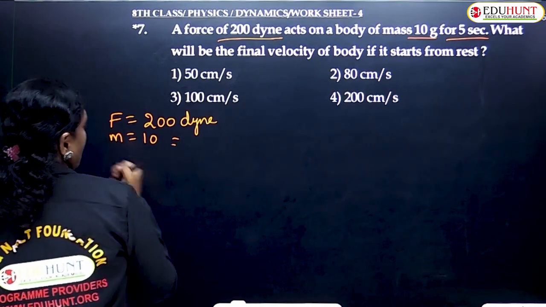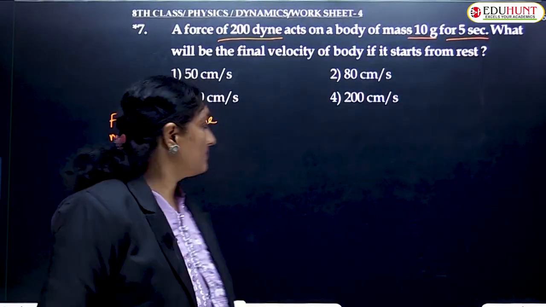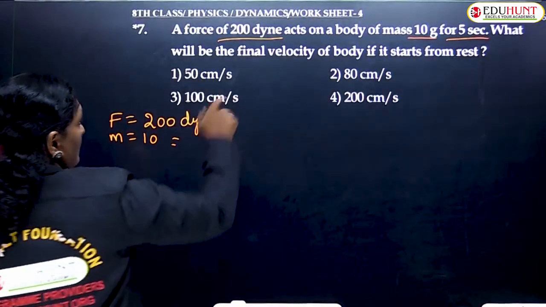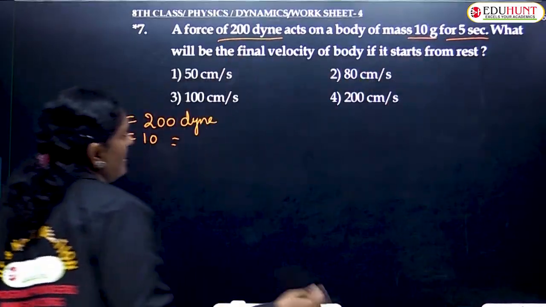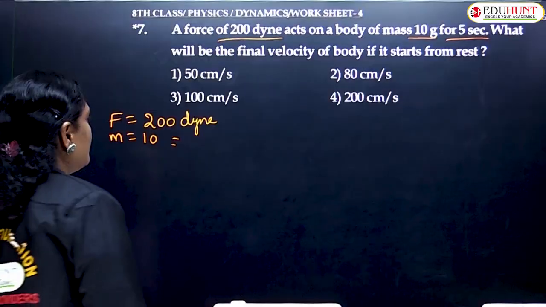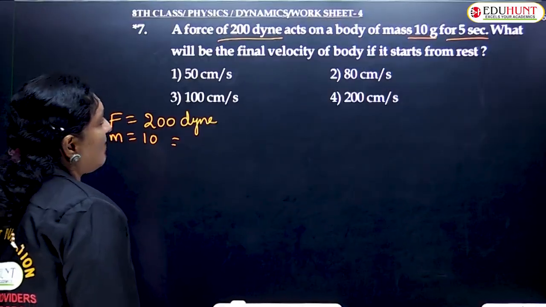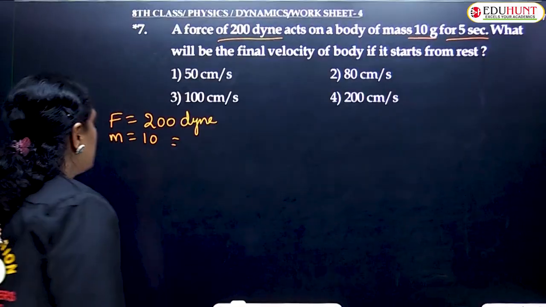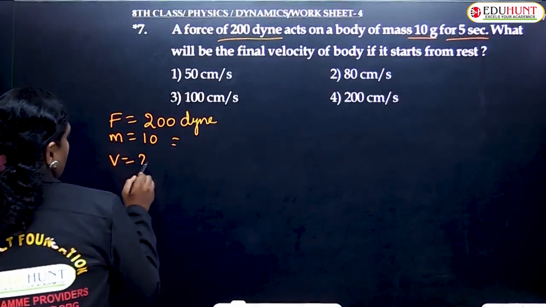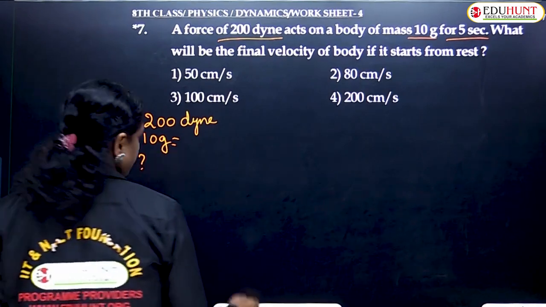Children, the answers are in CGS system. Here dyne means CGS, gram also CGS, and second is the same in either SI or CGS. So no need to convert anything at all. You're asked to find the final velocity of the body if it starts from rest. So here, what is the final velocity of the body? Mass is in grams, that's all.